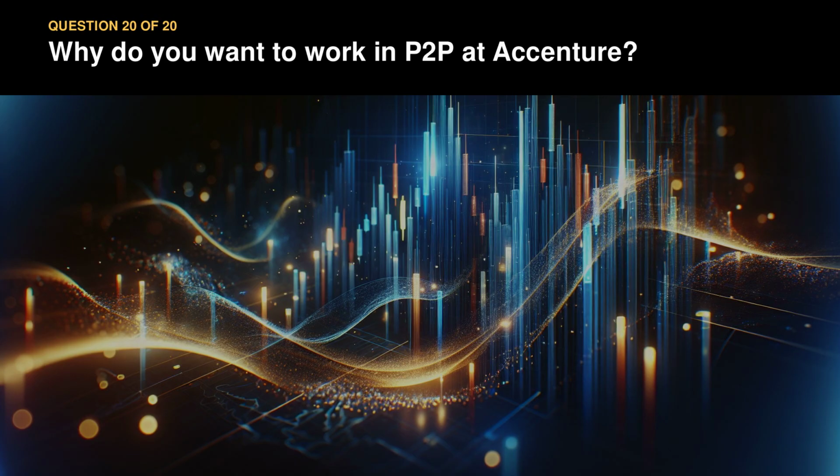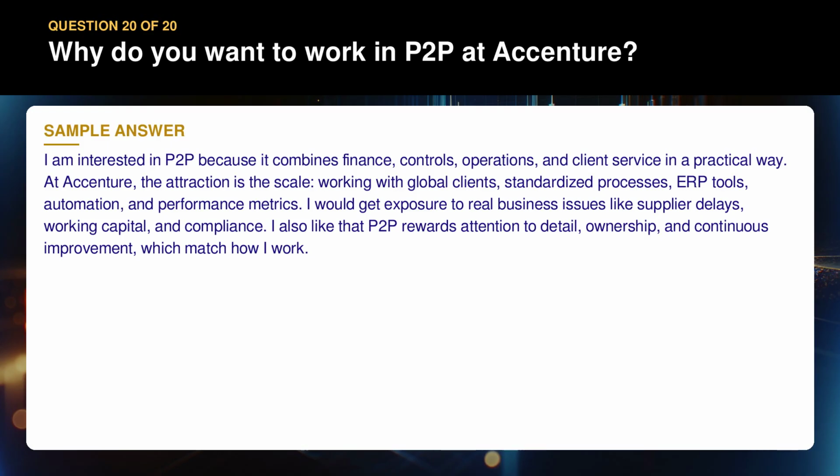Question 20. Why do you want to work in P2P at Accenture? I am interested in P2P because it combines finance, controls, operations, and client service in a practical way. At Accenture, the attraction is the scale. Working with global clients, standardized processes, ERP tools, automation, and performance metrics, I would get exposure to real business issues like supplier delays, working capital, and compliance. I also like that P2P rewards attention to detail, ownership, and continuous improvement, which match how I work.